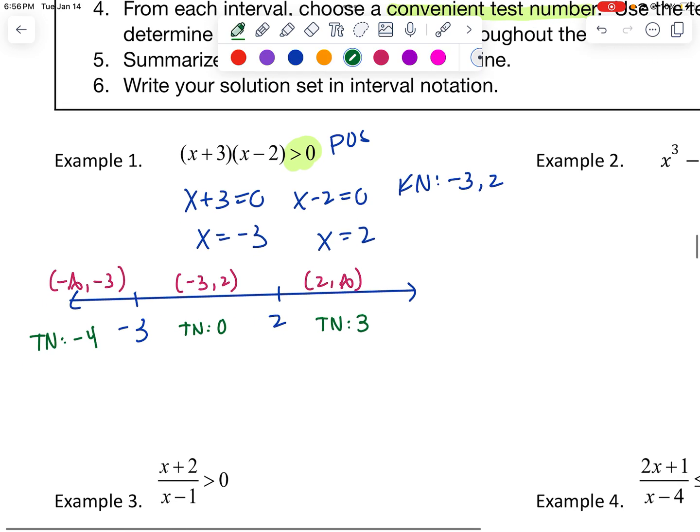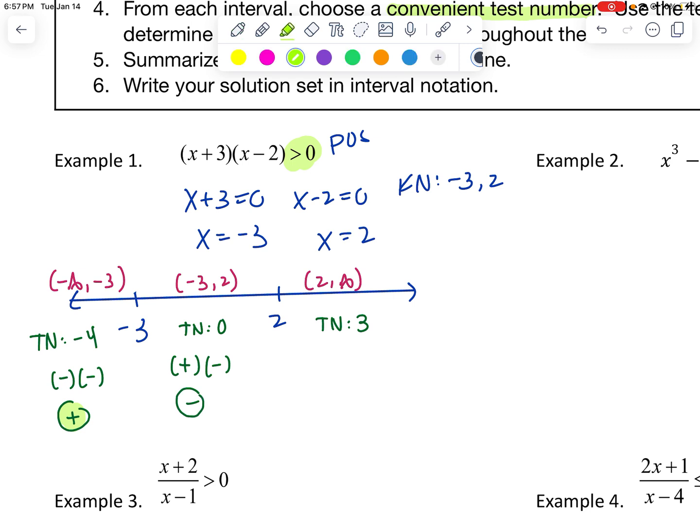My first test number is -4. I'm thinking -4 plus 3, that's a negative number. -4 minus 2, also negative. Negative times a negative gives me a positive. Same exact thing with 0. 0 plus 3 gives me a positive number. 0 minus 2 gives me a negative number. Positive times negative gives me a negative number. Test number 3: 3 plus 3 is a positive, 3 minus 2 is a positive, so overall that gives me a positive number.